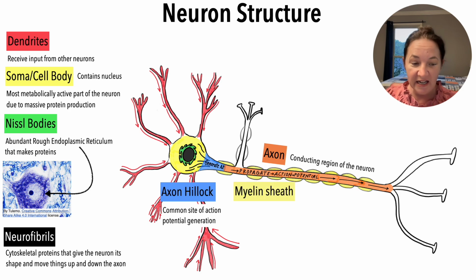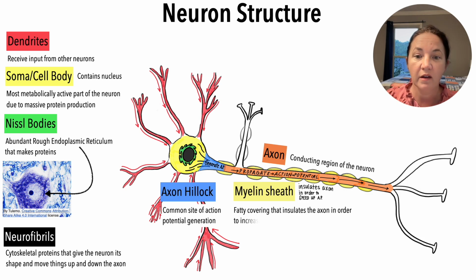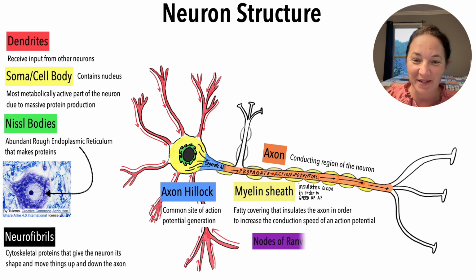It is usually encased and wrapped up in a bunch of fat called myelin, and this myelin insulates the axon with the purpose of speeding up the conduction of the action potential. This fatty covering insulates the axon in order to increase the conduction speed of an action potential. The nodes of Ranvier, I'm putting little purple stars on.